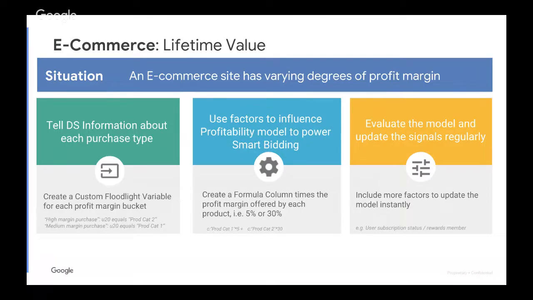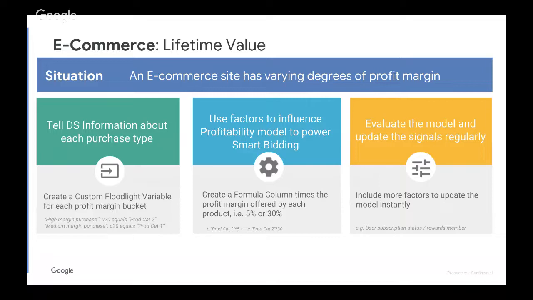Let's move on to an e-commerce example. So let's have a situation where we understand that an e-commerce site has varying degrees of profit margin. What we're looking at here is trying to understand what are the most valuable products to you as a business. We all know that different products will give different profit margins. So if we're going to look at maybe your kitchen appliances versus your electrical items such as TVs, we want to tell DS what the difference is between those.